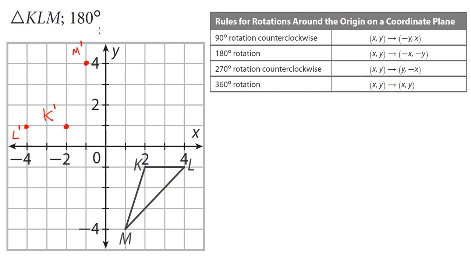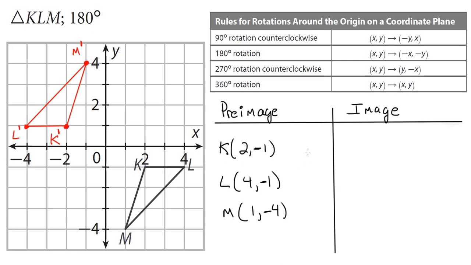Now we need to connect the dots, but before I do that, let me move K prime down here, and we're going to connect. And so this is our rotation of triangle KLM 180 degrees. So now let's take a look at the algebraic rule.